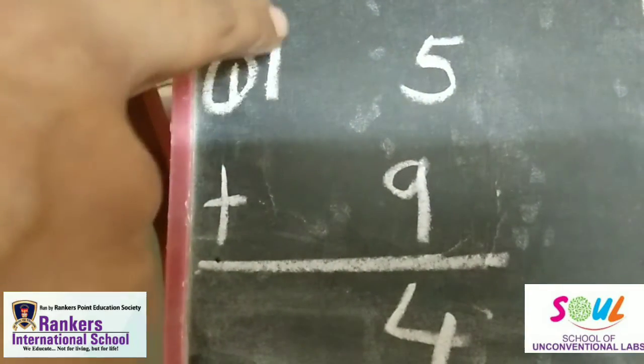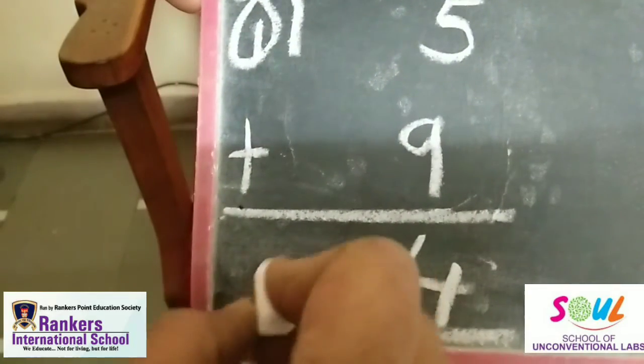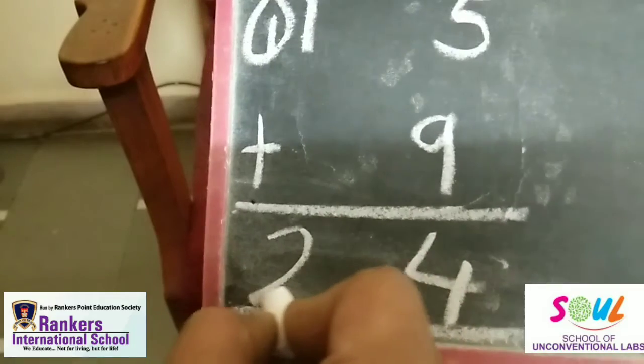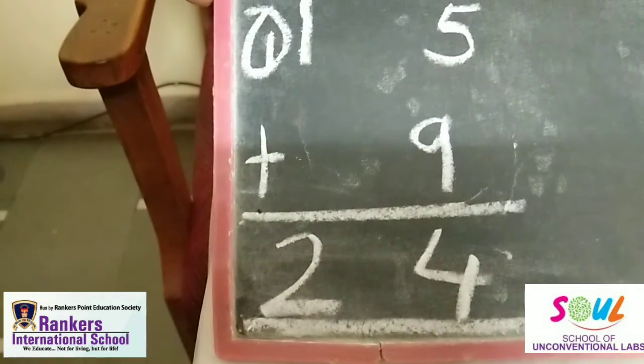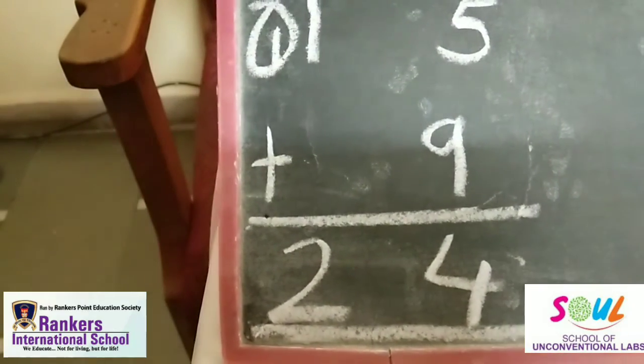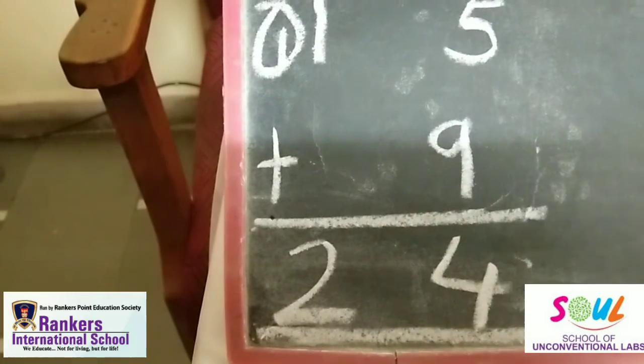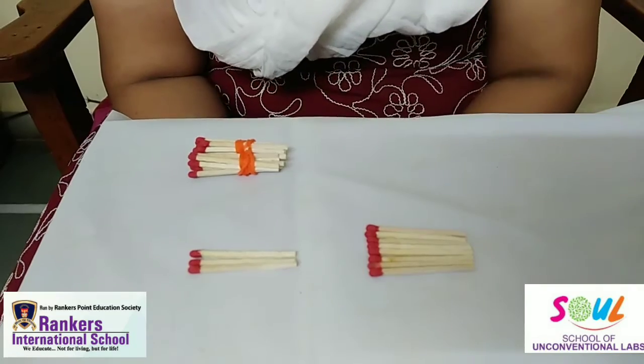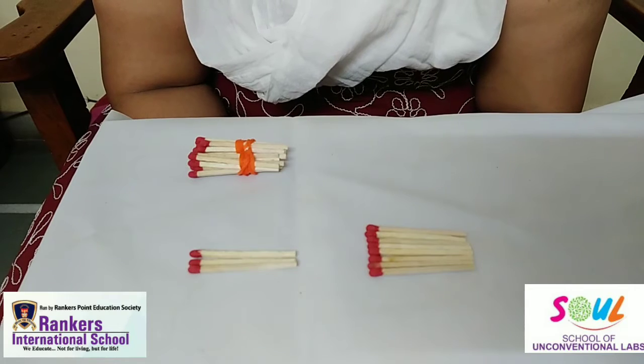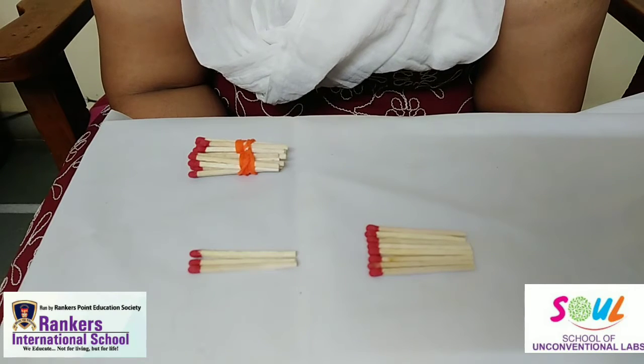Okay. So 1 plus 1 is equal to 20. So the answer is 24. Okay. I hope you all understand this. Now we will learn how to subtract by using borrowing.